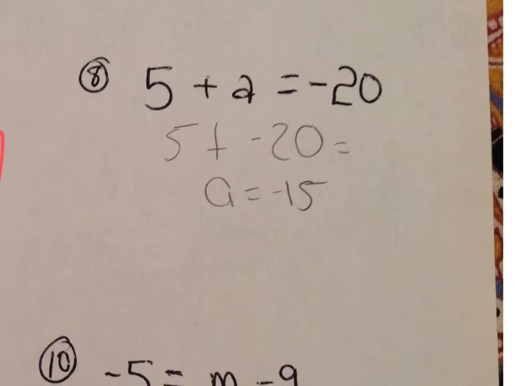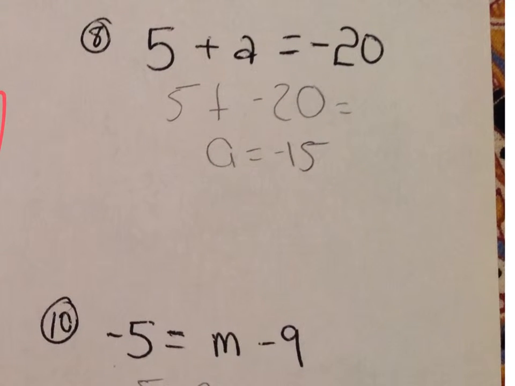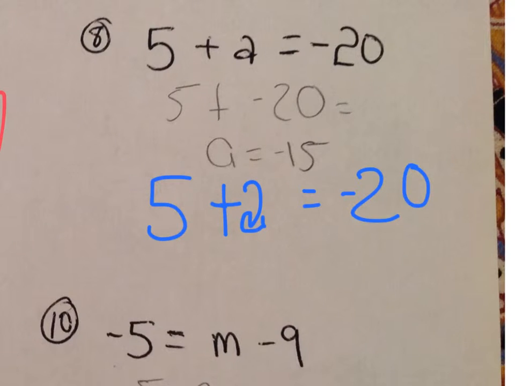Here I see it's 5 plus a equals negative 20. She added 5 and negative 20. She combined these to give us negative 15. Let's see what she should have done. What we're going to do is I'm actually going to very quickly rewrite the equation. So 5 plus a equals negative 20.